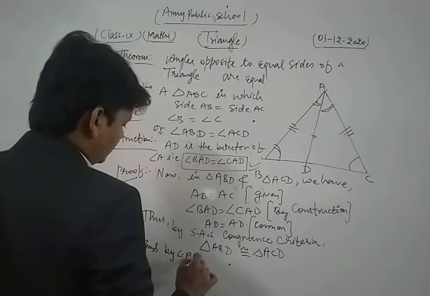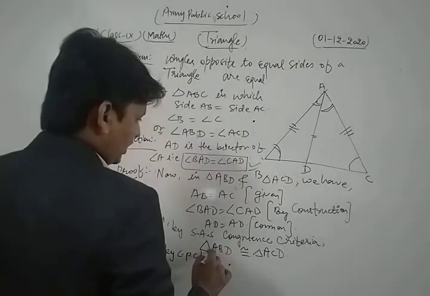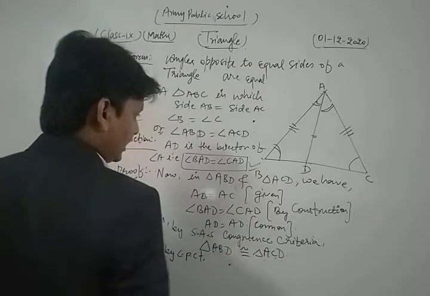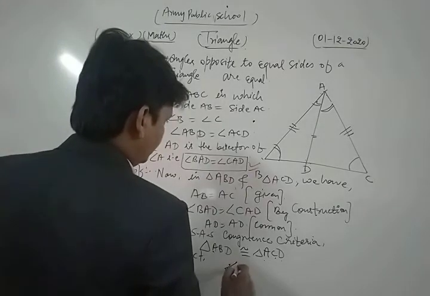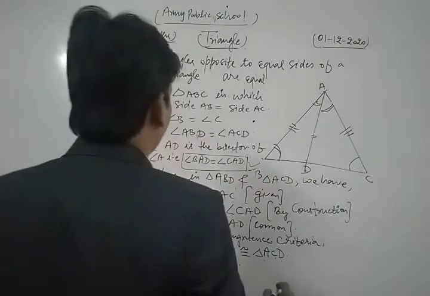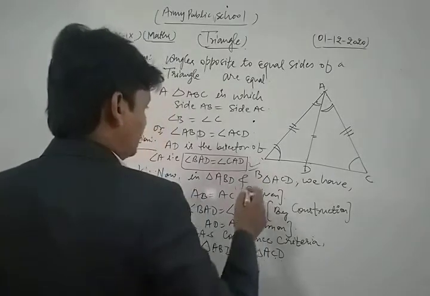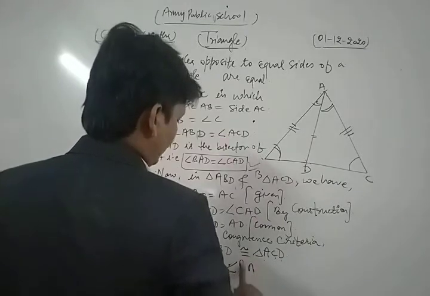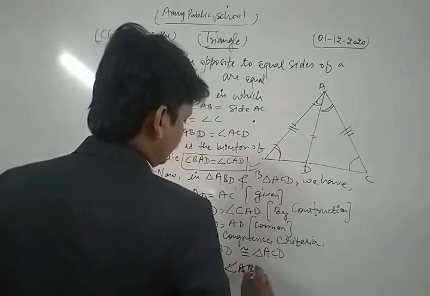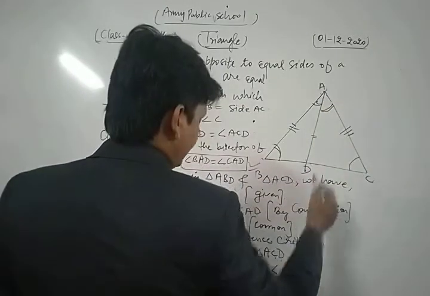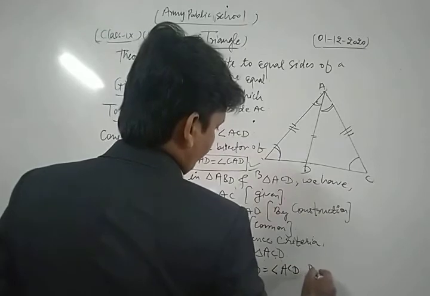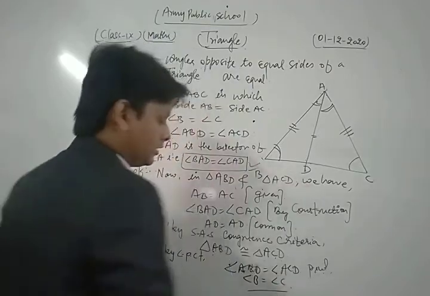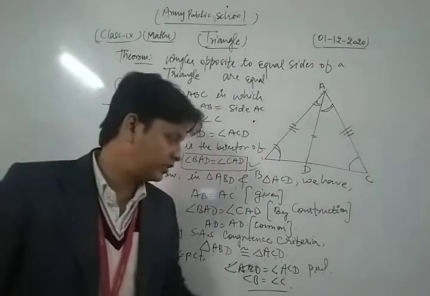Thus, by CPCT, angle BAD is the same as angle CAD. The CPCT angle, what? Angle BAD, angle ABD, you can write angle ABD is the same as angle ACD, hence proved. Or we simply write angle B is equal to angle C, hence proved.